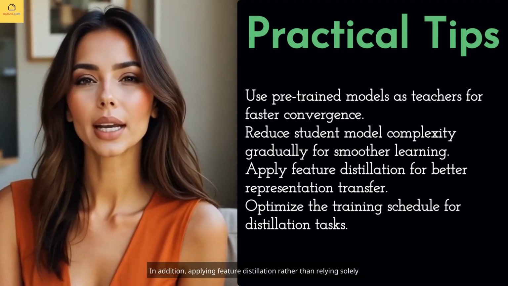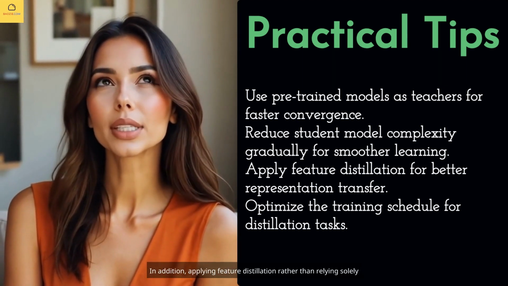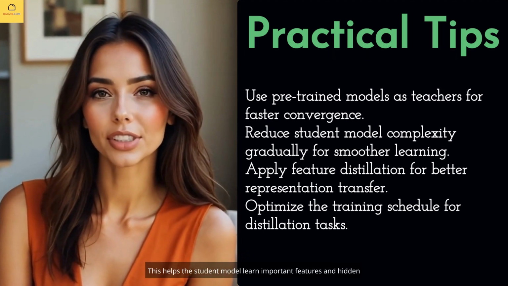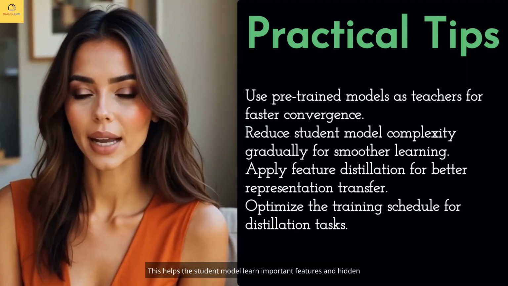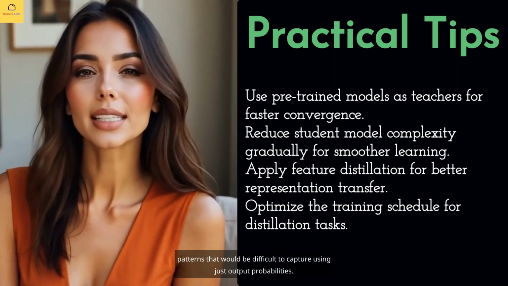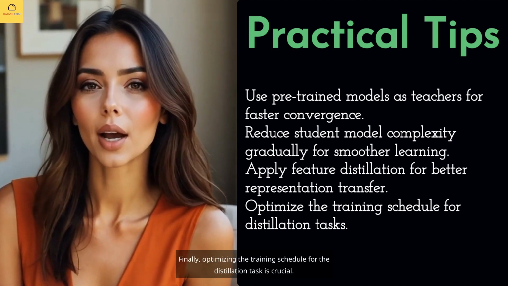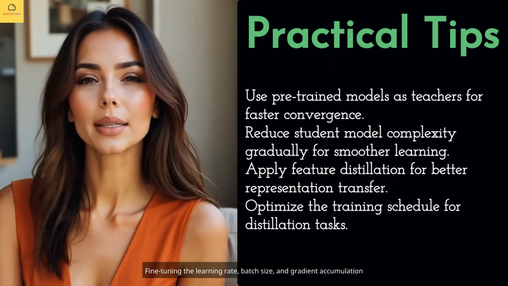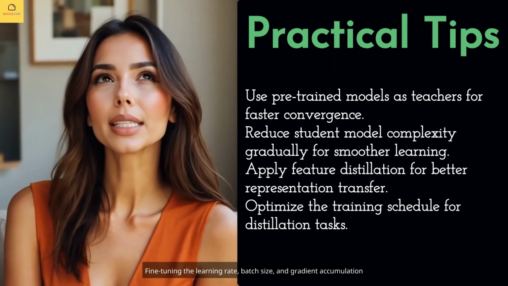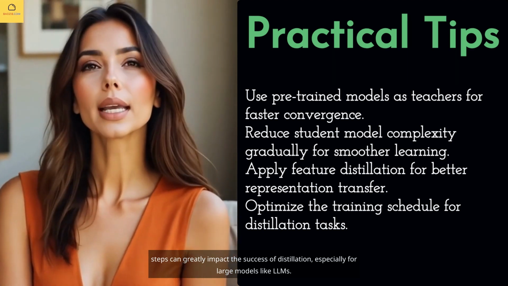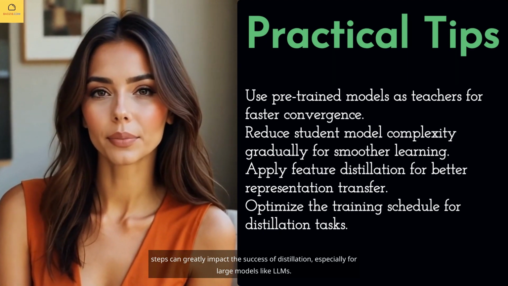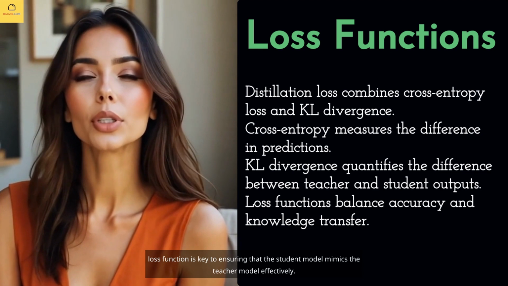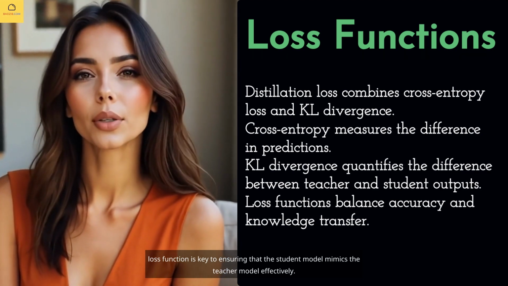In addition, applying feature distillation rather than relying solely on logit-based methods allows for more precise representation transfer. This helps the student model learn important features and hidden patterns that would be difficult to capture using just output probabilities. Finally, optimizing the training schedule for the distillation task is crucial. Fine-tuning the learning rate, batch size, and gradient accumulation steps can greatly impact the success of distillation, especially for large models like LLMs. When training a student model through knowledge distillation, the loss function is key to ensuring that the student model mimics the teacher model effectively.